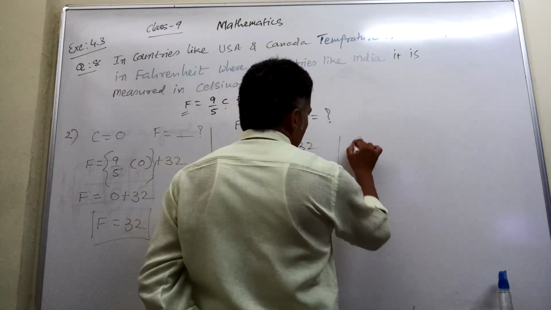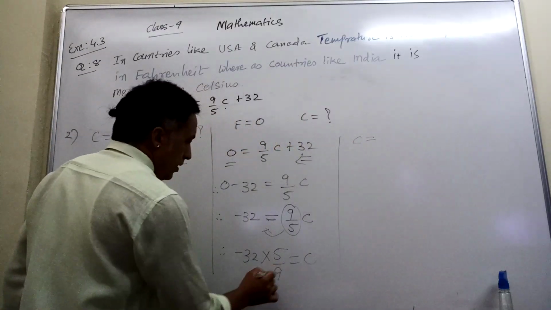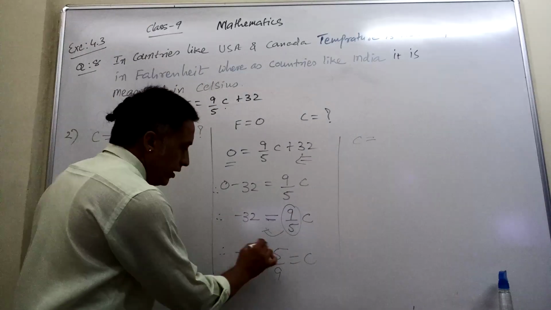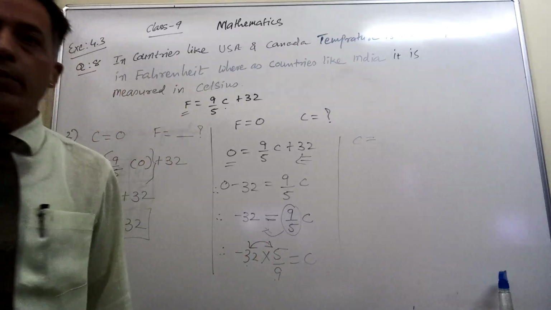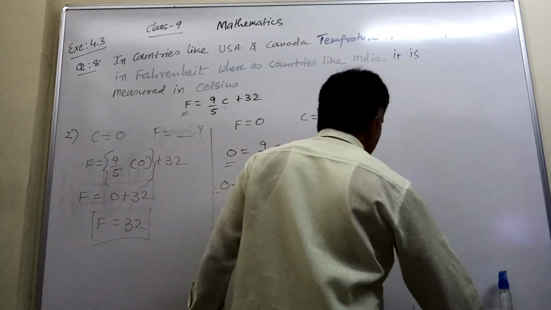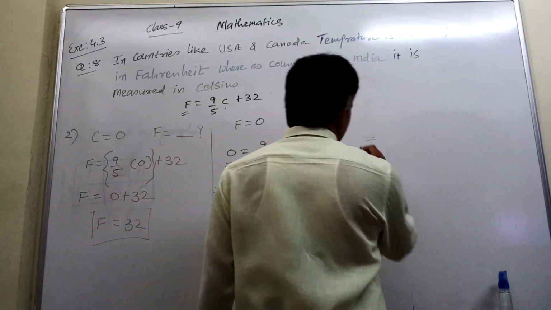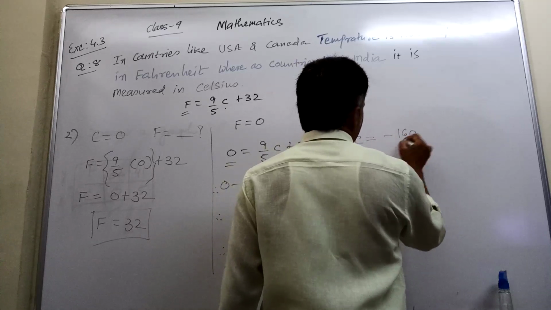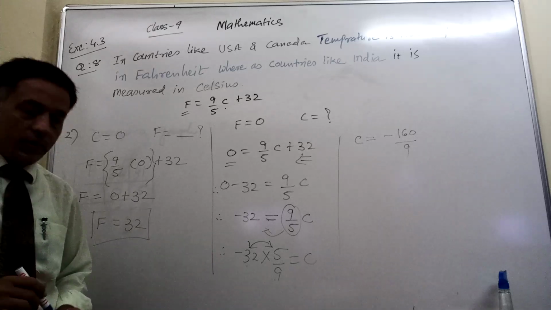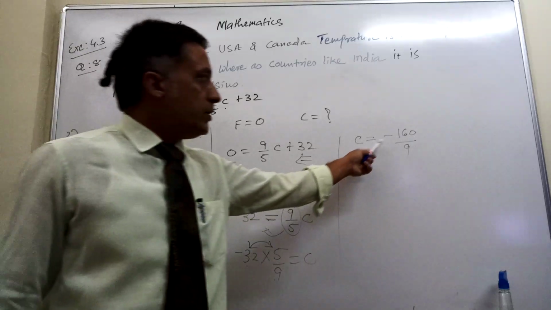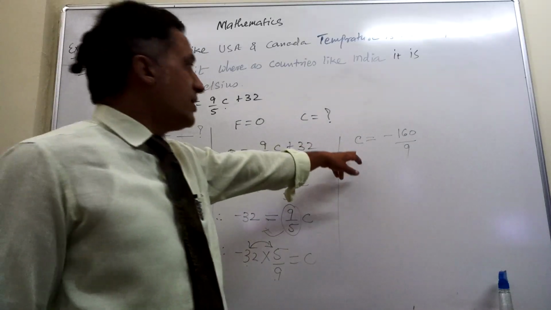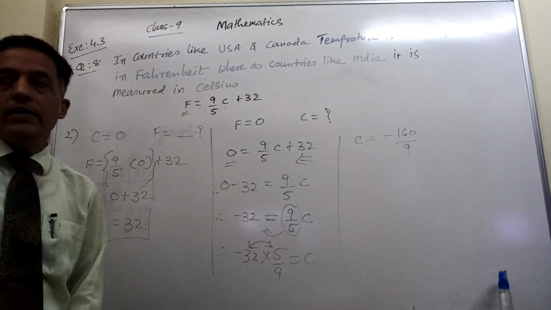And now we will simplify the value. We cannot cancel this 32 by 9, so this 32 and 5 will be multiplied. And so at last we will get the value of C, and that is 32 5s are 160 upon 9. So the minus sign prevails over here with 32. So the overall value of C is negative. So minus 160 upon 9 is my answer for Celsius when Fahrenheit is given as 0.